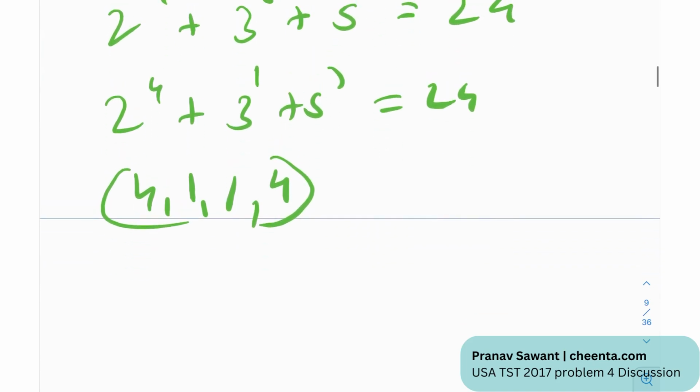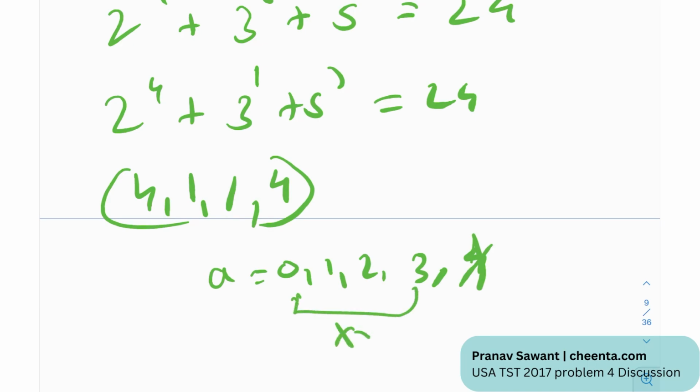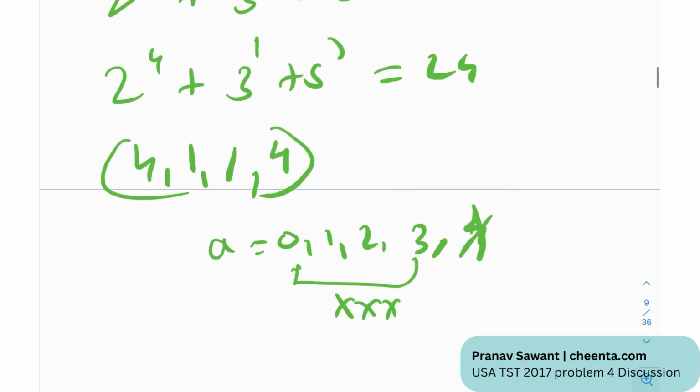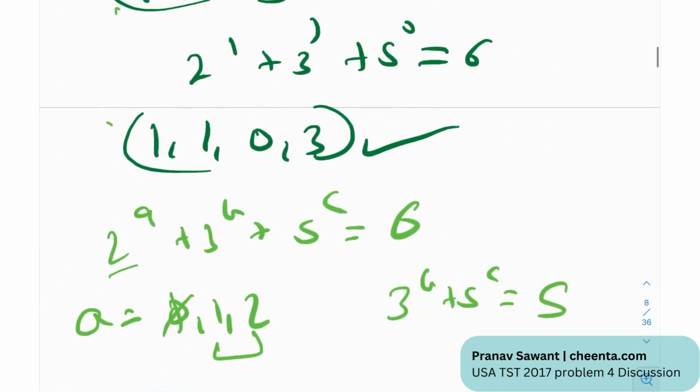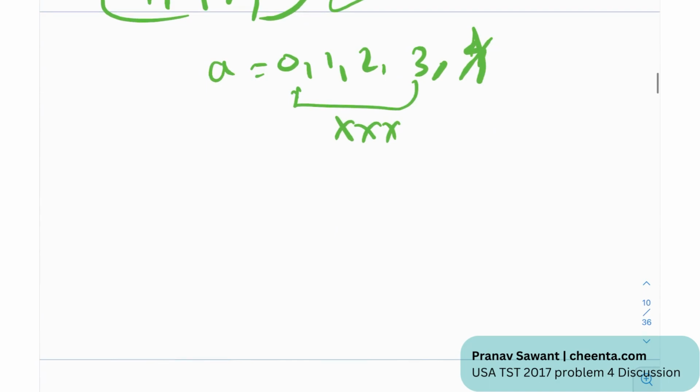Again, over here, the idea that you can use is that a can be 0, 1, 2, 3 and 4. Check for a equal to 4, and you can check that a equal to 0, 1, 2, 3 do not work. None of these 4 work, and you can just check them case by case, and see that there exists no other solution. So (4, 1, 1, 4) is the only solution for this case. So till now, we actually have how many? 3 solutions till now, right? This is one solution, and we found 2 solutions above.